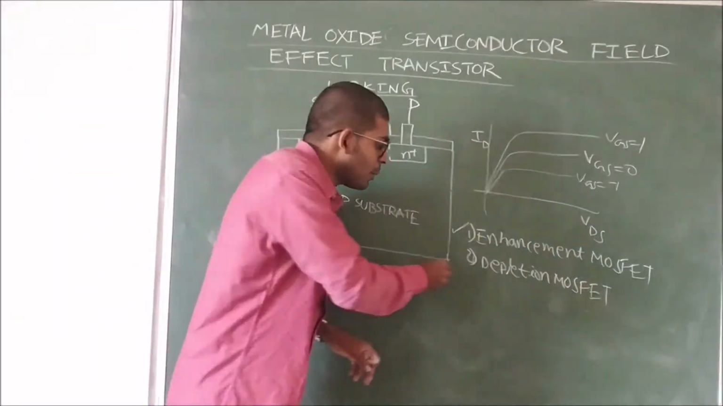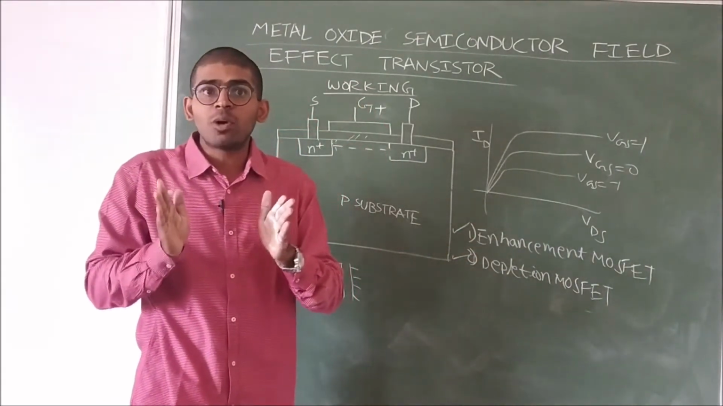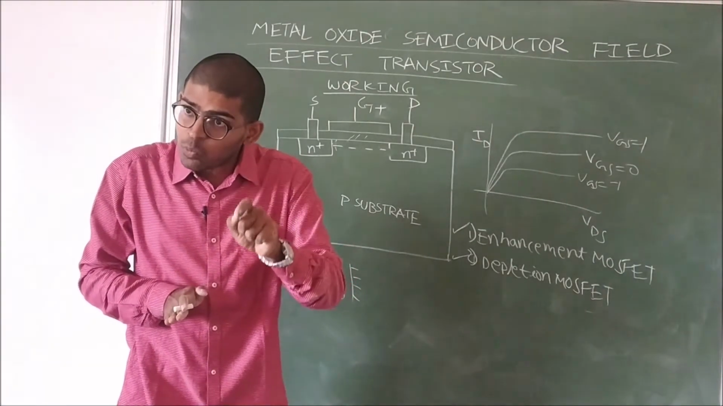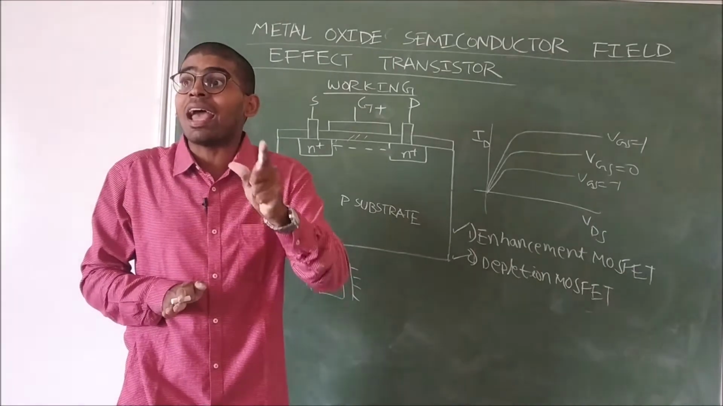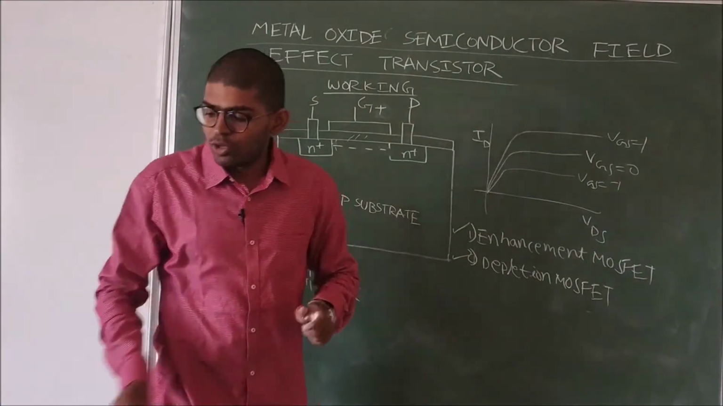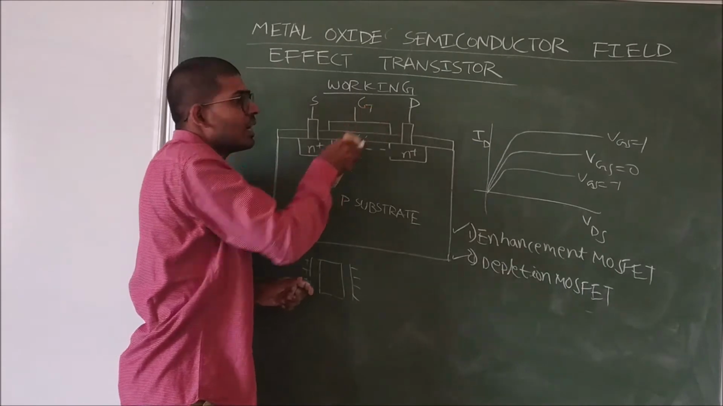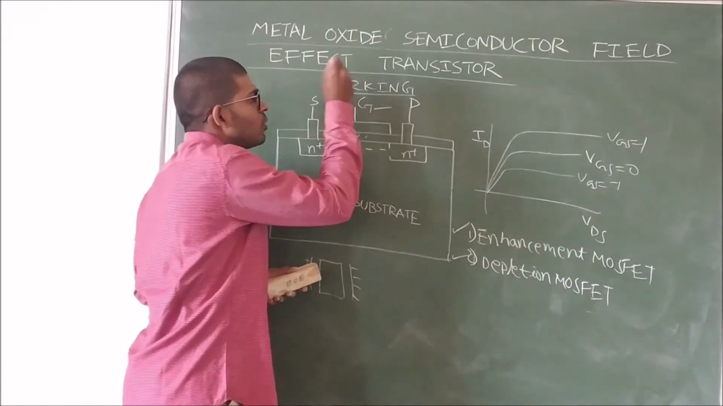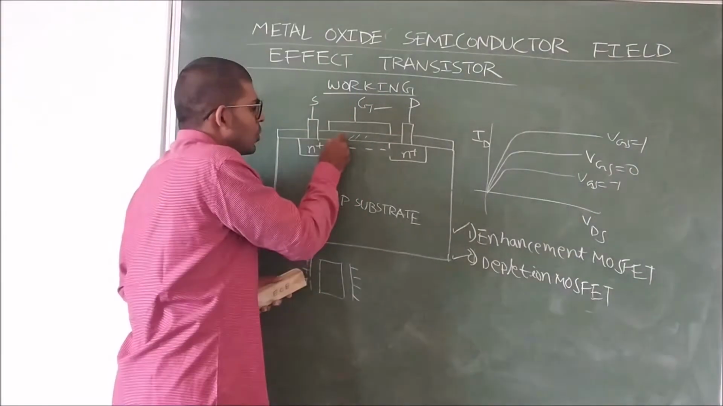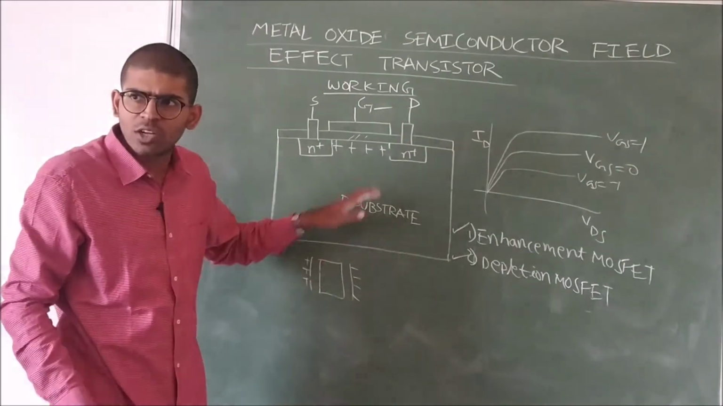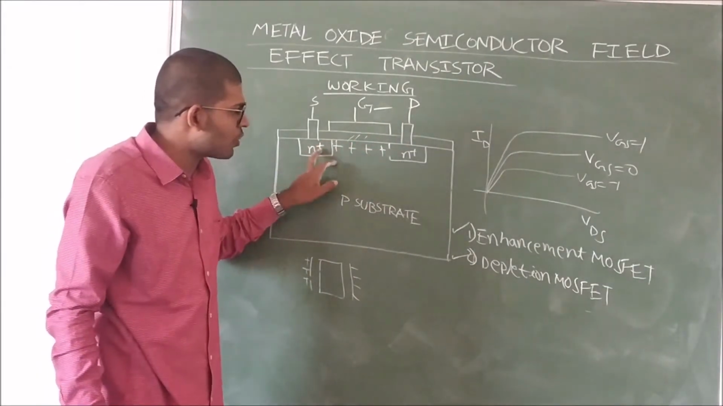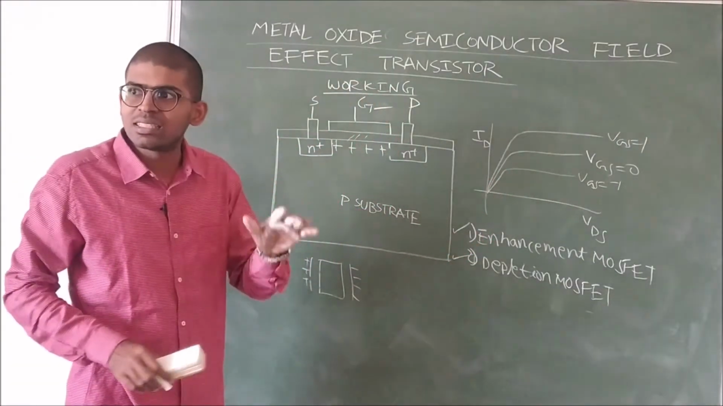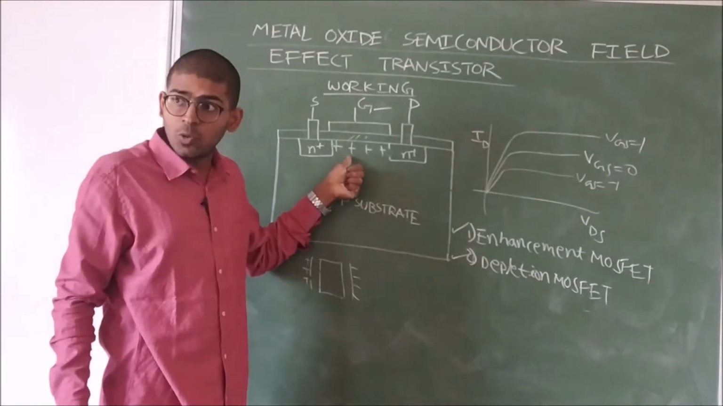But the depletion MOSFET is designed in such a way that it not only operates in depletion mode, it can also be operated in enhancement mode. If I have to operate this N-channel depletion MOSFET in depletion mode, then I have to give the negative voltage to the gate terminal. Then positive voltage is induced here. Because of the induced positive voltage, the number of electrons traveling from the source to drain decreases, so the drain current is decreasing. Now it is operating in depletion mode.